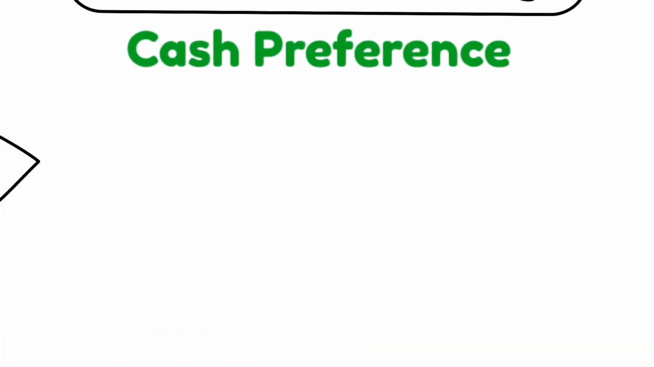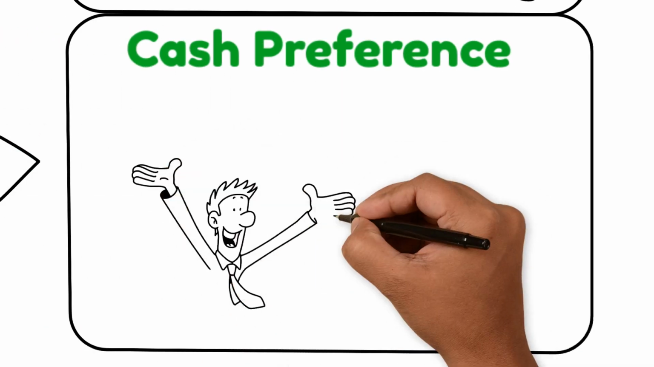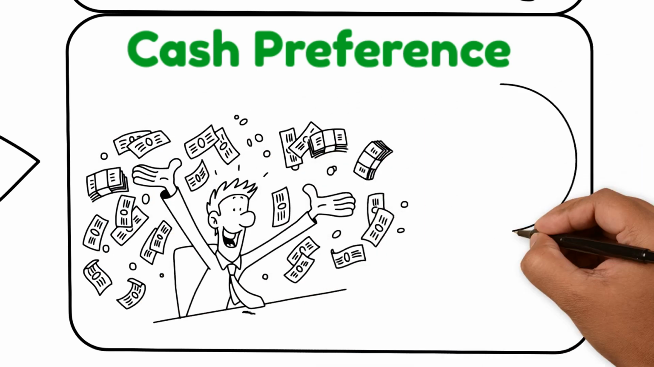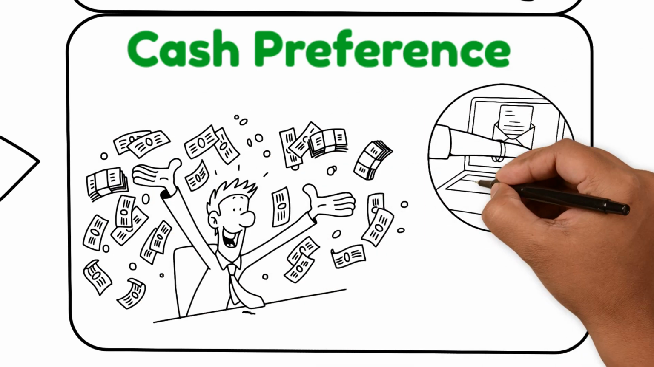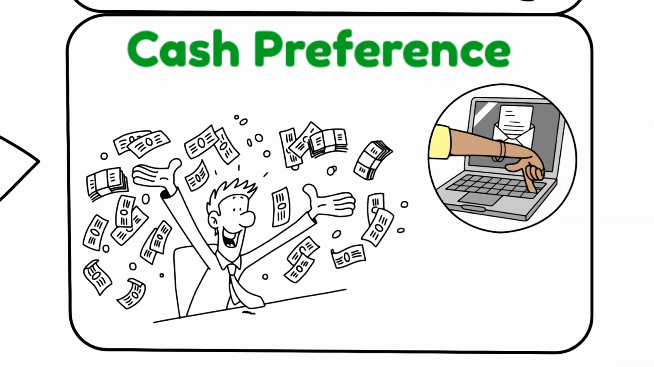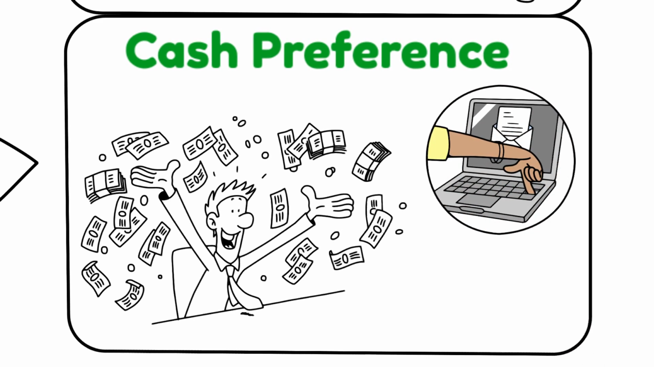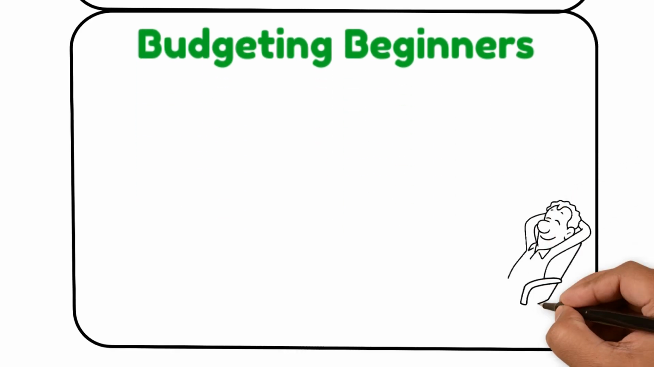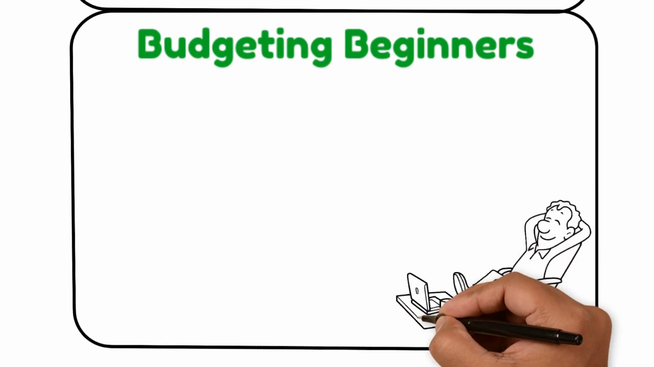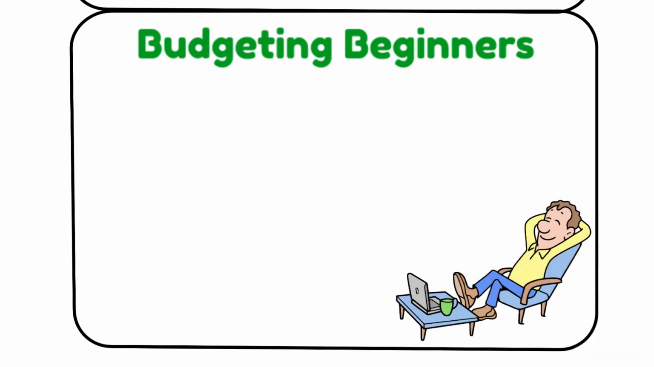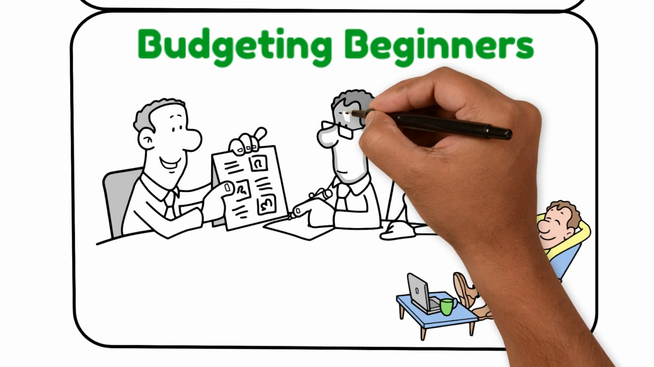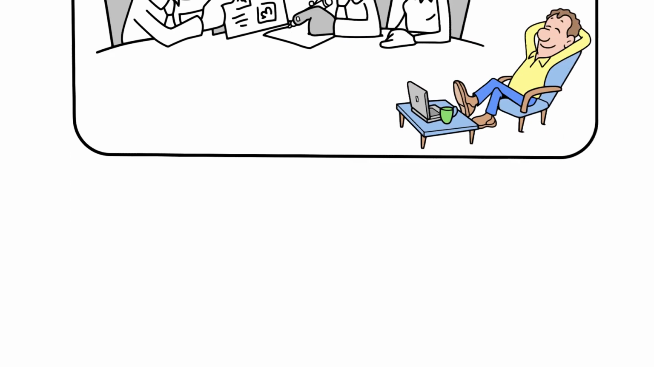Someone with cash preference. For those who prefer using cash over electronic transactions, this system aligns with their payment preferences. It offers a tangible way to manage finances without relying on digital tools. Budgeting beginners. The simplicity of the cash envelope system makes it an excellent choice for those new to budgeting. It provides a clear and straightforward method to establish and manage a budget effectively.